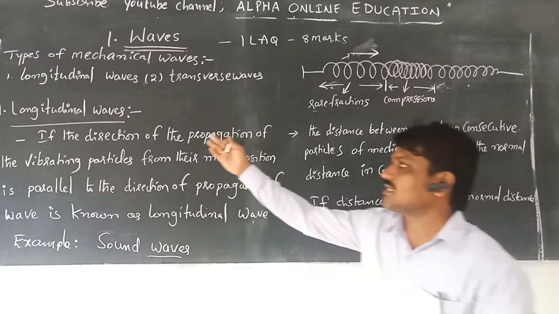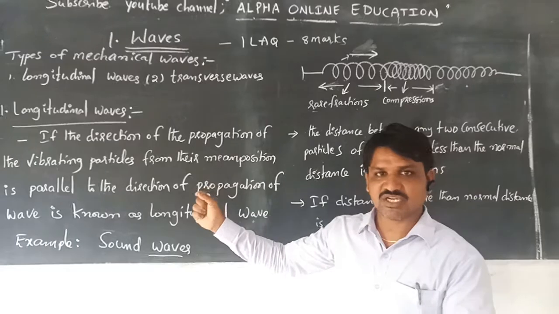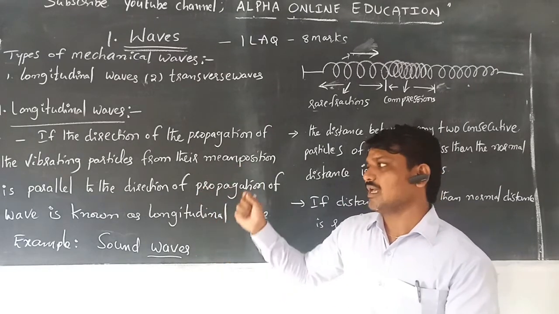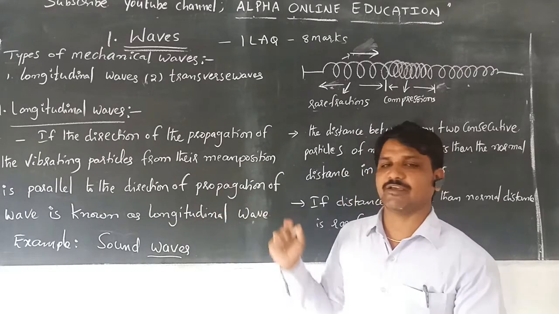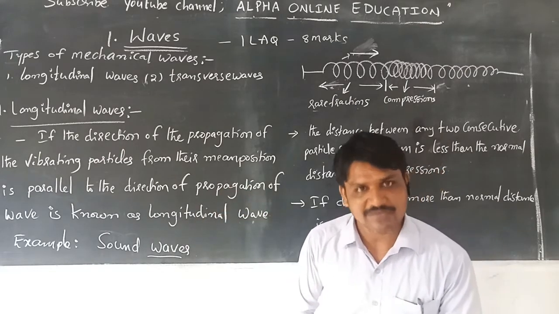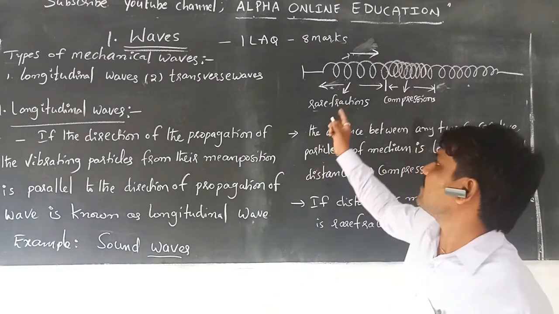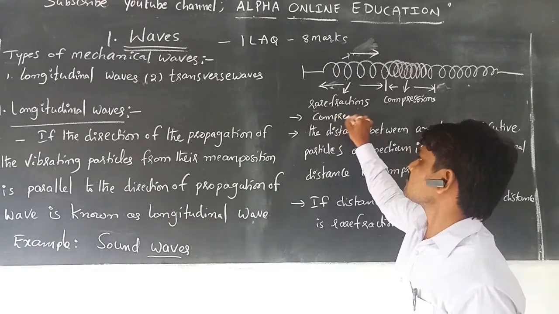Once again, what do longitudinal waves mean? The direction of vibration of a particle from its mean position is parallel to the direction of propagation of the wave. This is known as a longitudinal wave. In longitudinal waves, compressions and rarefactions will be formed.